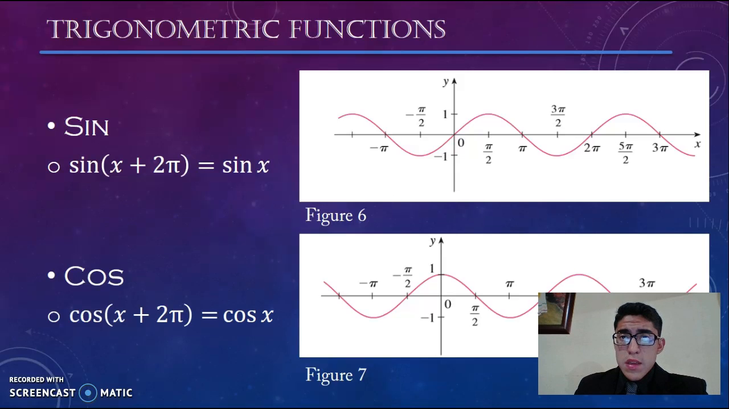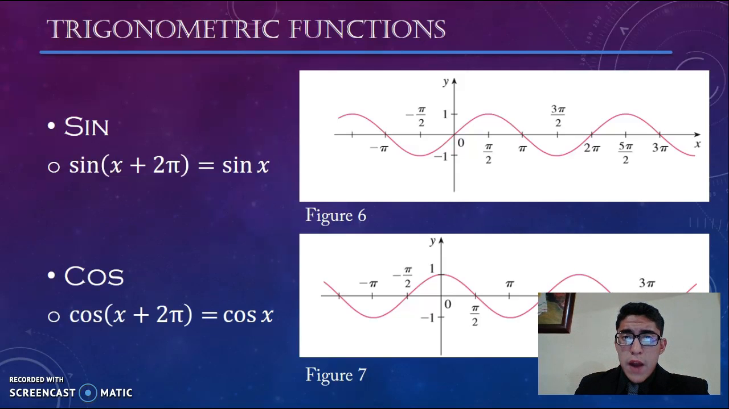In calculus, the convention is that radian measure is always used except where otherwise indicated. An important property of the sine and cosine functions is that they are periodic functions and have period 2π. We can see in the function one, sine of x plus 2π is equal to sine of x.